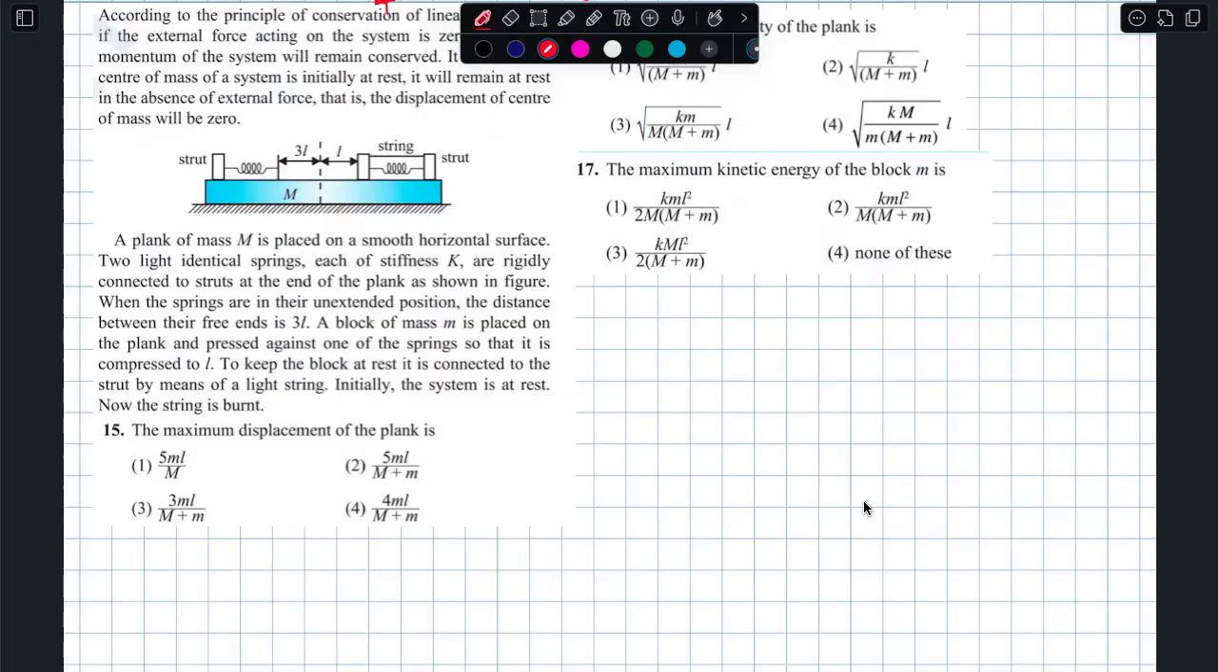When the springs are in relaxed position, from here your actual question starts. The distance between their free ends is 3L. A block of mass M is placed on the plank and pressed against one of the springs so that it is compressed to L. So now this spring is compressed. This is in compression state.